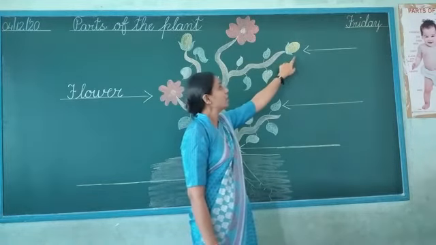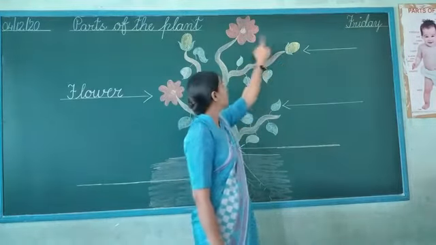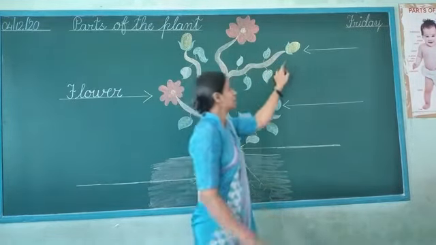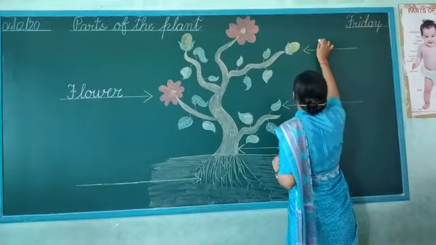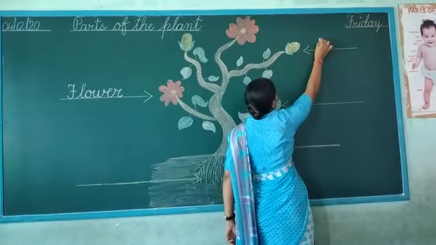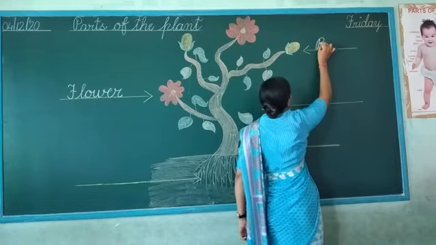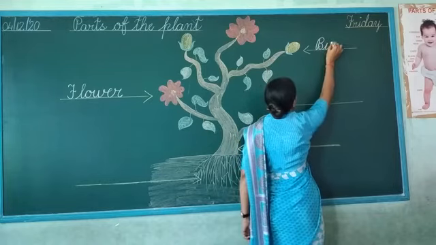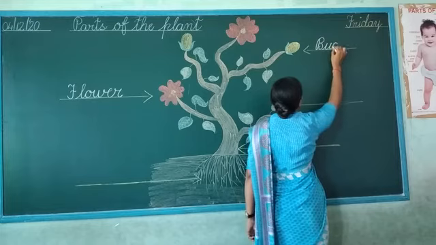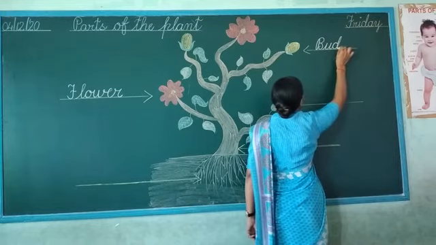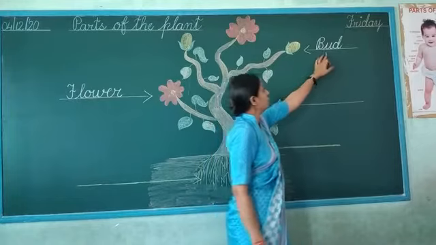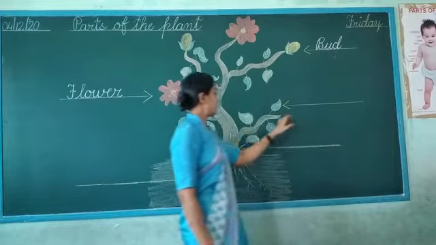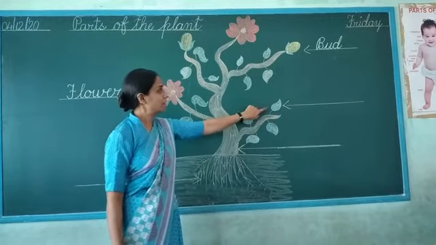बड मीन्स क्या है? ये कली. फ्लावर्स ऐसा ग्रो होने से पहले क्या होता है? कली. सो वी हैव टू राइट हियर बड, बी कैपिटल, देन यू, बी. B-U-D, bud. Next, which part is this?